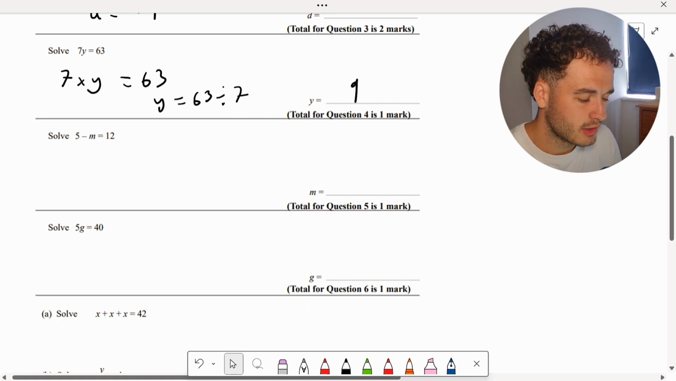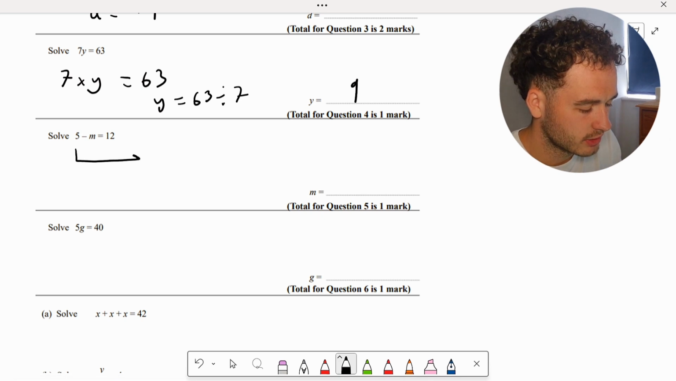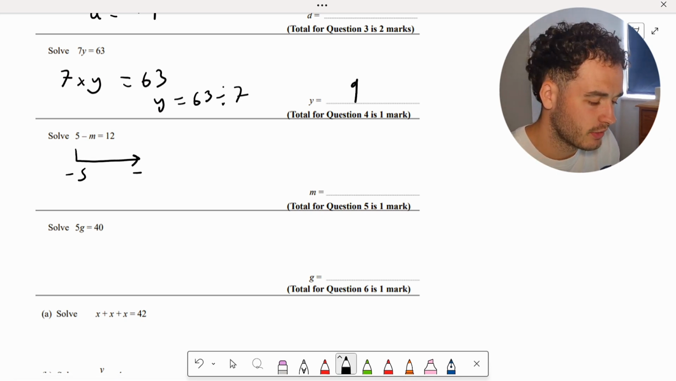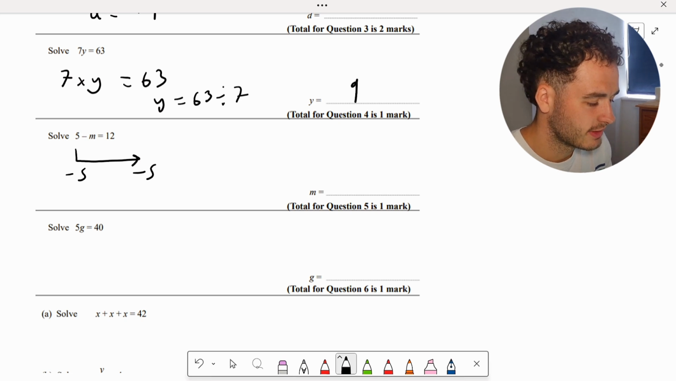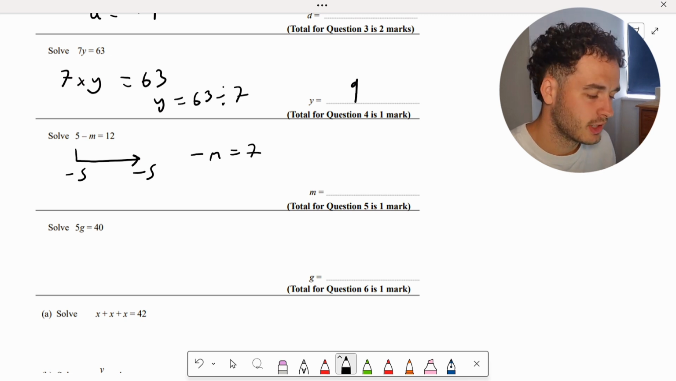5 minus m is 12. There's a few ways you can find m in this case. What I would do initially is just subtract 5 from both sides. So 5 minus 5 is 0. 12 minus 5 is 7. This leaves us with minus m equals 7. And therefore, because minus m equals 7, m would equal negative 7.